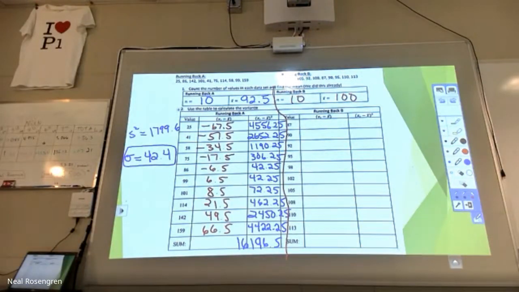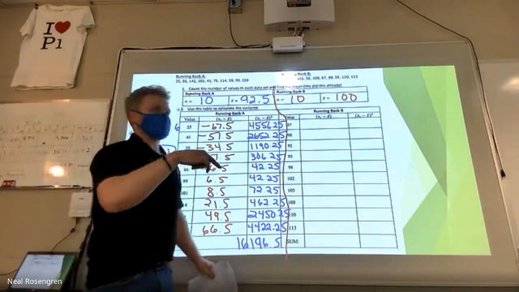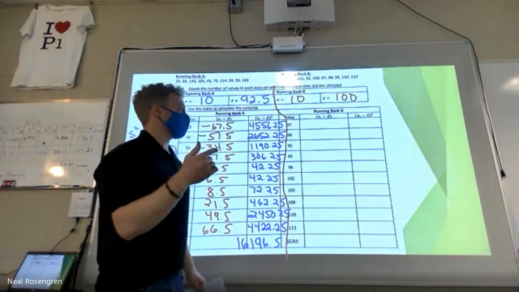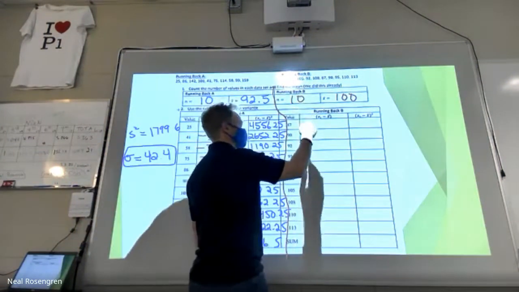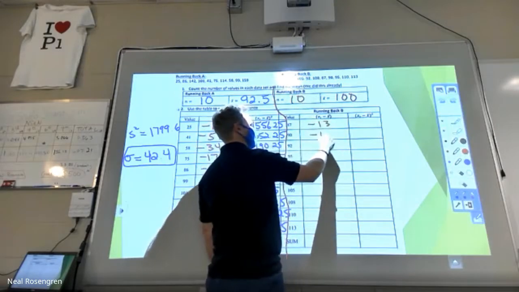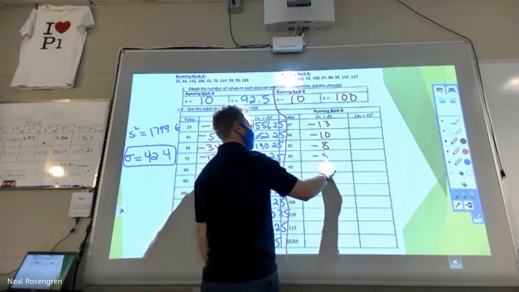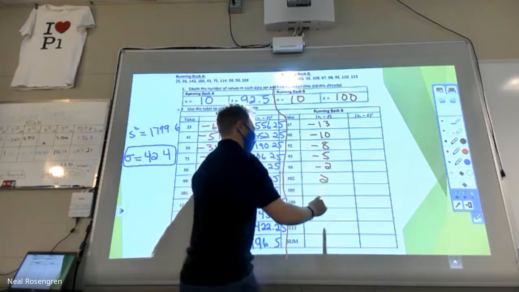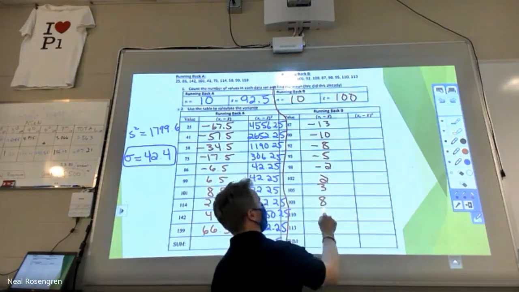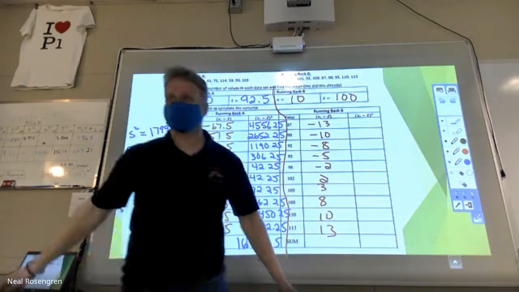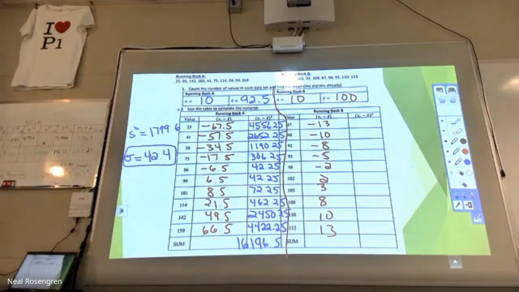Now this is going to be easier because I don't have to worry about decimals. I just have to subtract them and then we'll square them. So I'll do the first column and then I'll just have you square. Let's rock the first column together. I'm just going to subtract 100 from all these. So negative 13, negative 10, negative 8, negative 5, negative 2, 2, 3, 8, and 13. All I have to do is see how far away it was from 100. Oh yeah, that looks good. Take a second, jot that down.